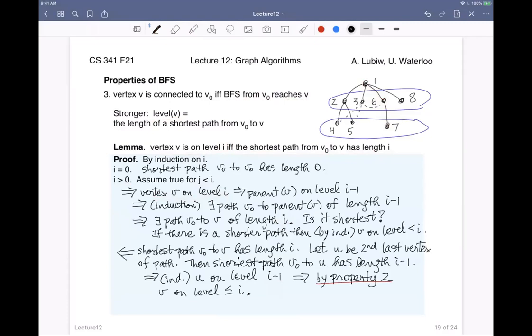And again, this is not the precise thing we wanted to show. We wanted to show that V is on level I. And here what we've got so far is that V is on a level less than or equal to I. But we do the same thing as before. If V is on a level less than I, let me see. Then by induction, there's a shorter path from V0 to V. Okay, we assumed that the shortest path had length I, so we shouldn't be able to find a shorter one.